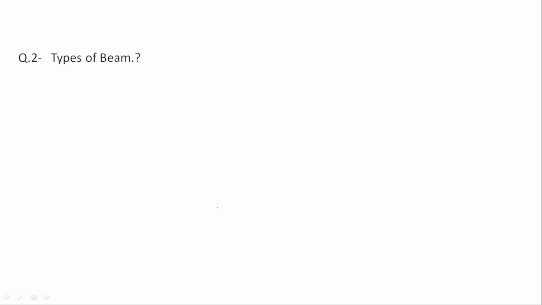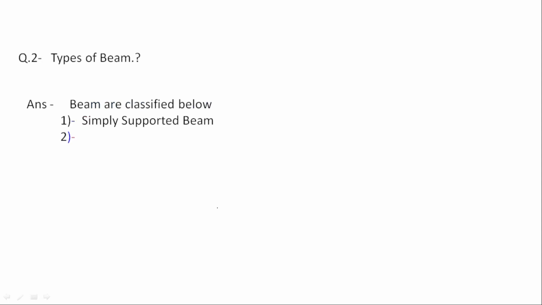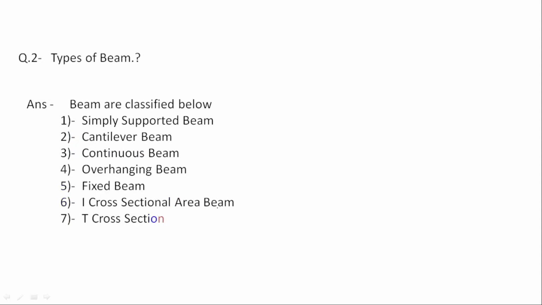Second is types of beams. Beams are classified below. First is simply supported beam. Second is cantilever beam. Third is continuous beam. Fourth is overhanging beam. Fifth is fixed beam. Sixth is I cross sectional area beam. Seventh is T cross sectional area type beam. And eighth is U cross sectional area type beam.